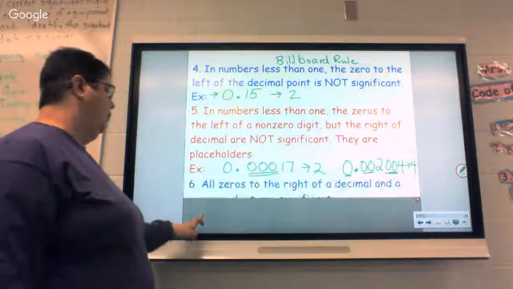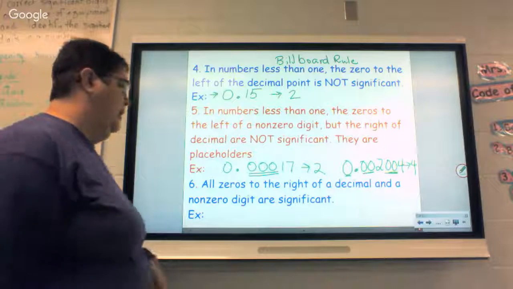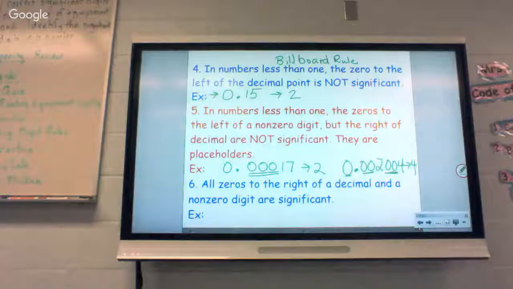All right, last rule. And I'm never going to ask you the rule number. I'm not going to ask you rule 1, rule 2, rule 3, but you do need to be able to explain. The last rule: all zeros to the right of a decimal and a non-zero digit are significant.